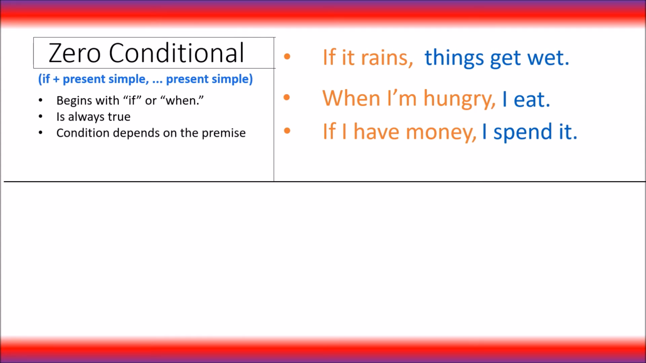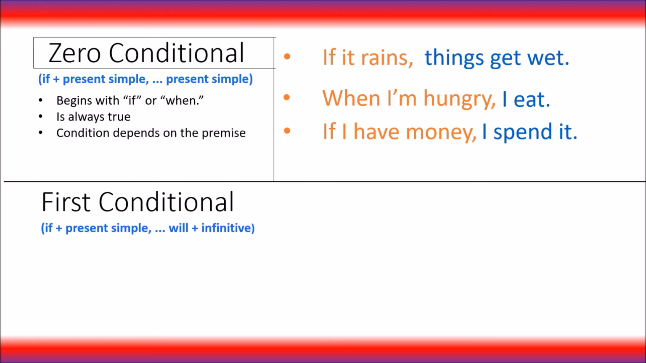And you can flip this, and it means the same thing. For example, things get wet if it rains. I eat when I'm hungry. I spend money if I have it. Good. Now, let's look at the first conditional.